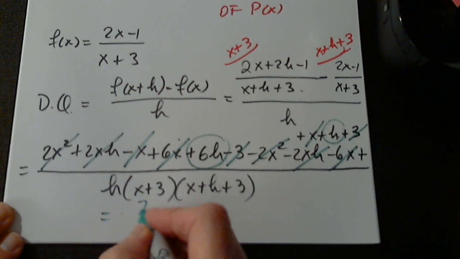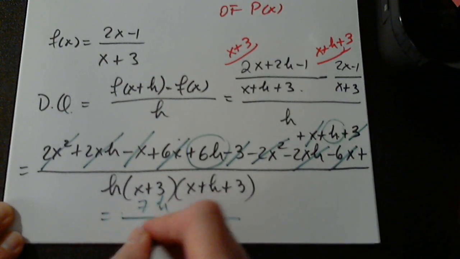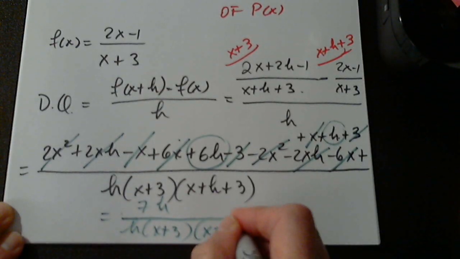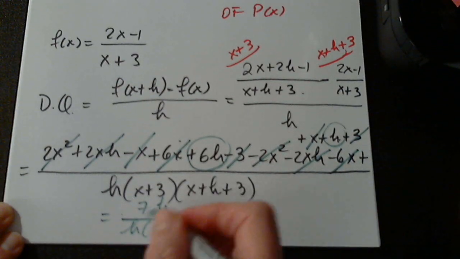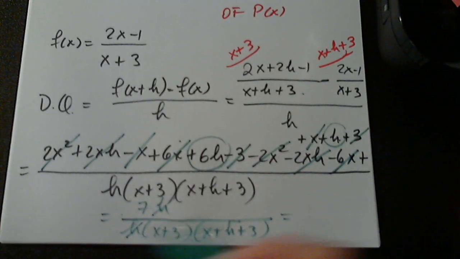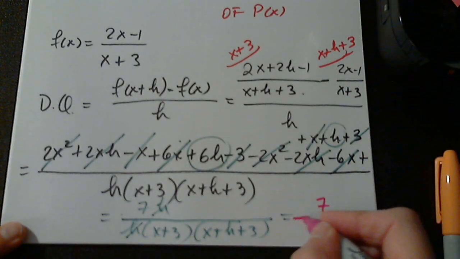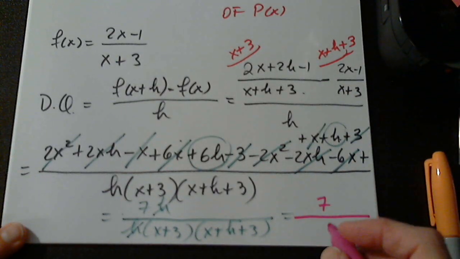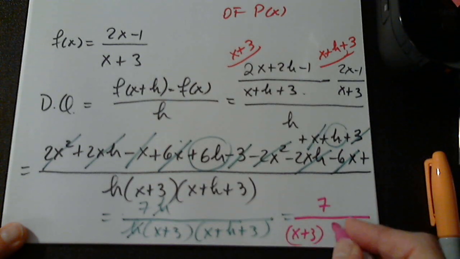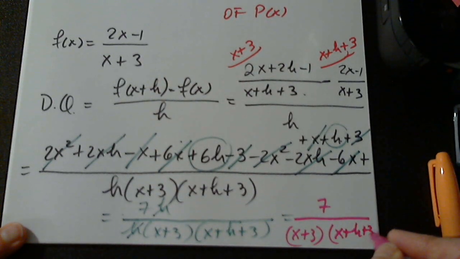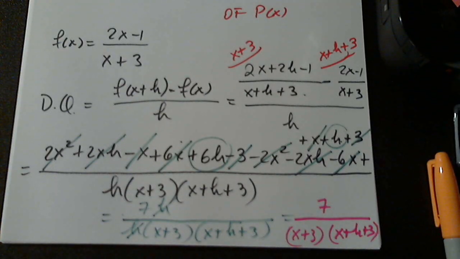So this is 7h divided by the whole thing, (x plus 3)(x plus h plus 3). I finally simplify, and I'm done. This should not take long. If you know what you're doing and if you practice these examples that we had in class, it should take you 3 minutes at the most. Now, if you have to start looking for your mistake, it may take you 15 minutes.